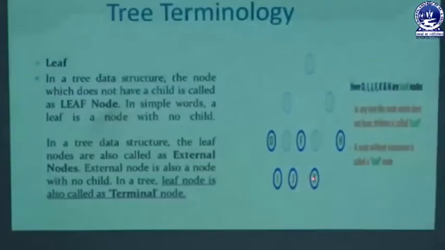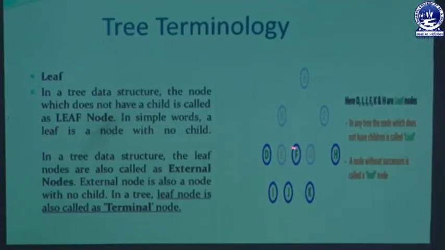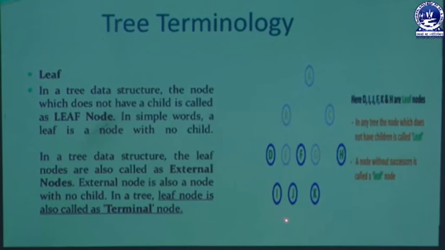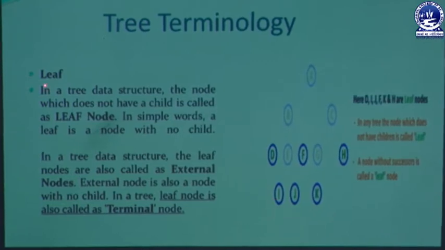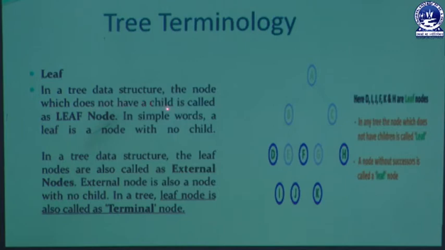Next we will learn about leaf node. A leaf node is a node which doesn't have any child node. We can see here D, F, H and I, J, K are the leaf nodes because these nodes don't have any child node. So in a tree data structure, the node which doesn't have a child is called a leaf node, and in simple words a leaf is a node with no child.